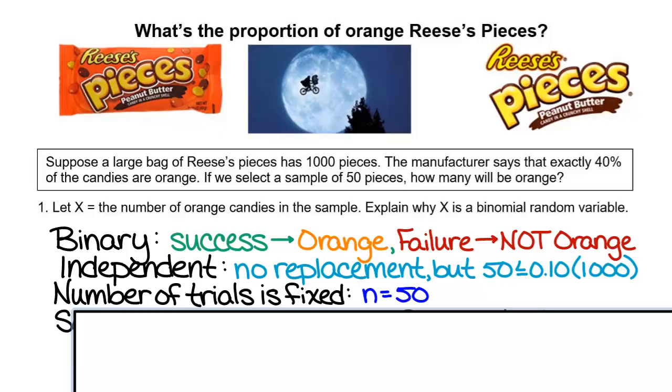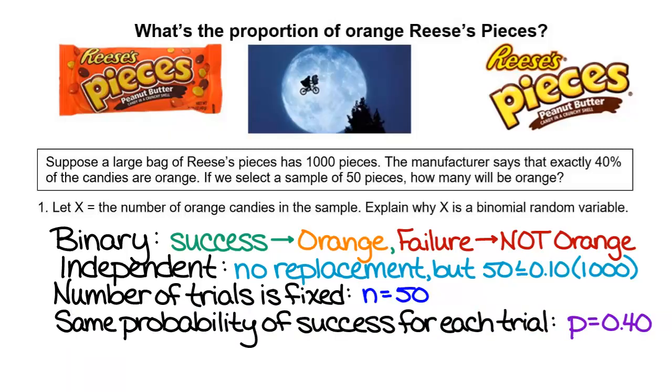And then what does S mean? You could think of it as success. It'd be the probability of success. We need the same probability of success each time. 40%. Yep. So p, which is the true population proportion, is 0.40.